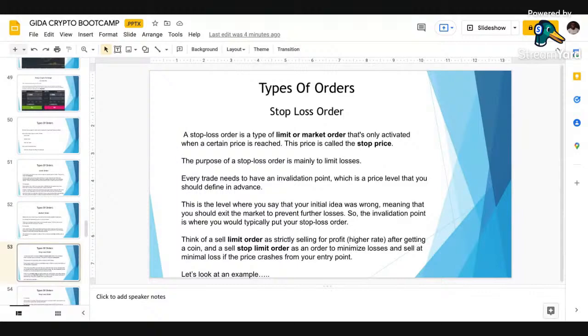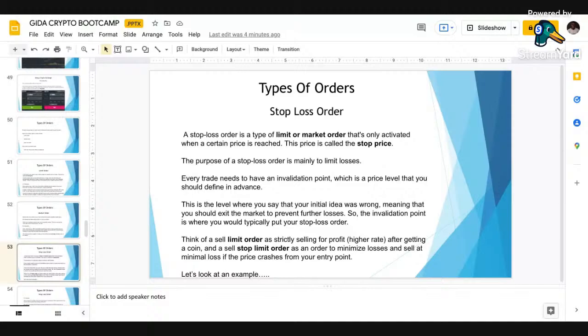Every trade needs to have an invalidation point. That is a price level you should define in advance. When we talk about an invalidation point, it means either in profit or loss. Before you go into any trade, that's one thing people make mistakes on. They don't have a target when making a trade. Two things can happen when you are making a trade in crypto: either you make profits or you make a loss. So you have to define it beforehand. You have to define how much profit you want to make in this trade, and how much money you are ready to lose in this trade.